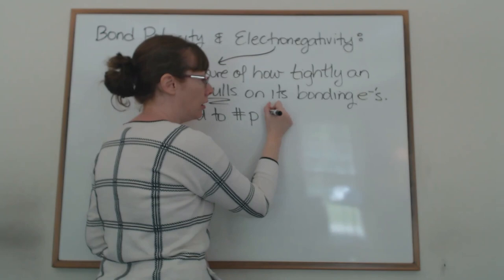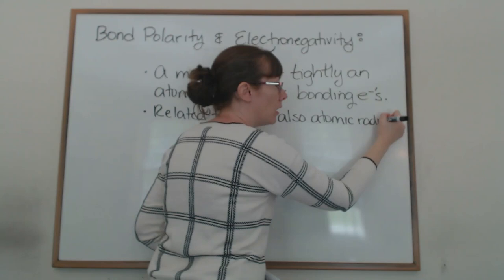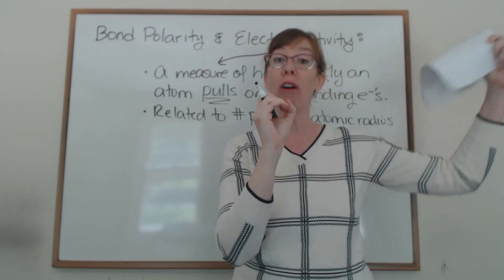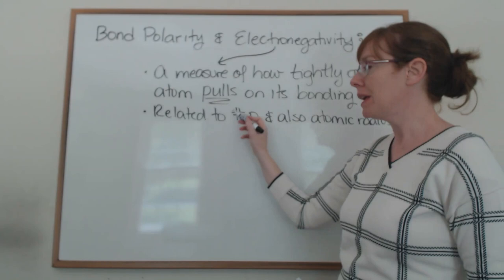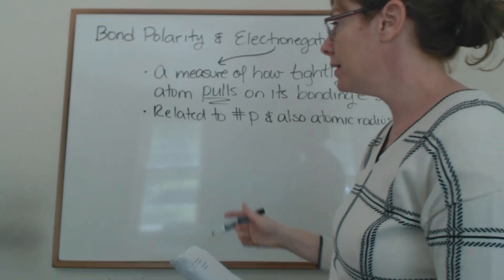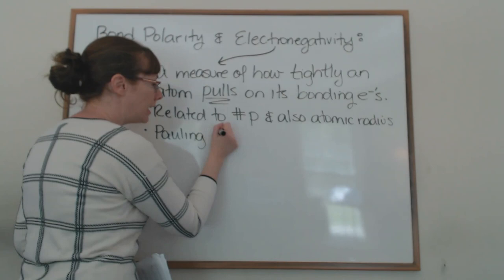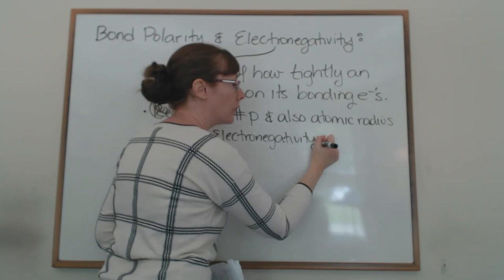but also atomic radius, because with a really large atom, even if you have a lot of protons in your nucleus, they're really far away from the thing you're trying to pull, so its effect is less. So it's related to these things. At the end of the day, it's not something that you're going to have to calculate, because there is something called the Pauling electronegativity scale, which you can look up online, or it's in your textbook.